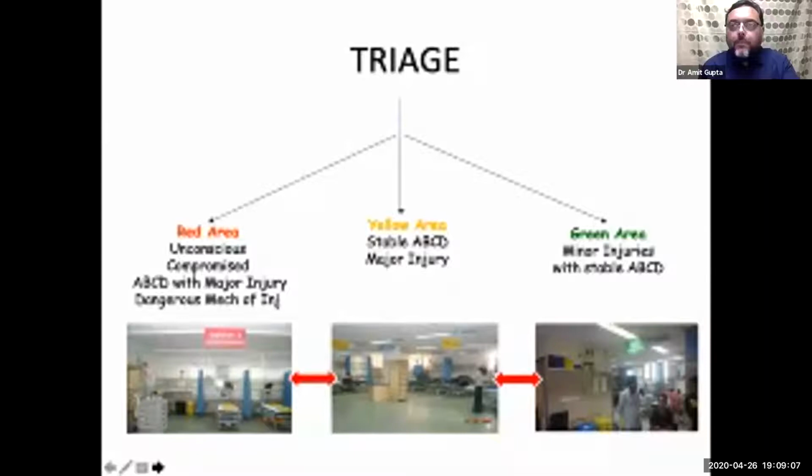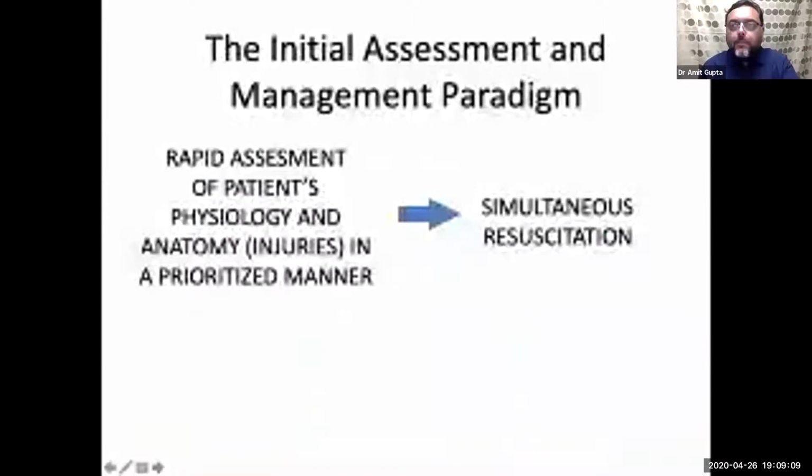The initial assessment management paradigm is a rapid assessment of the patient's physiology first, which we often undermine or forget. It is a reminder for all our orthopedic colleagues that whatever be the mechanism or the status of the patient right now, if the mechanism is dangerous, you need to see the physiology first, and only then go on to see the anatomy of the injury in a prioritized manner.